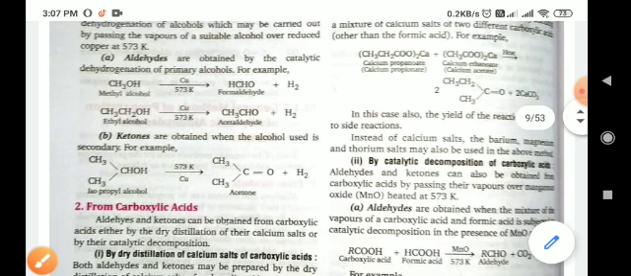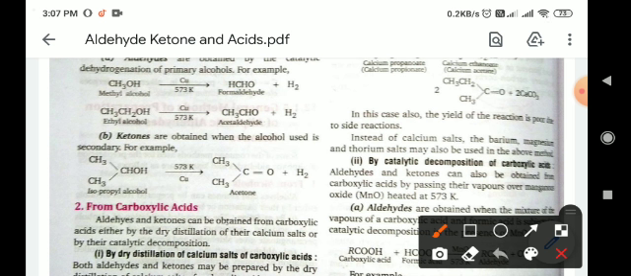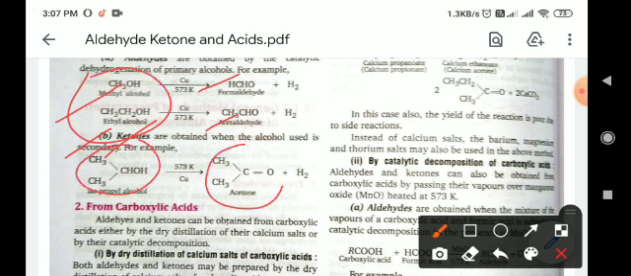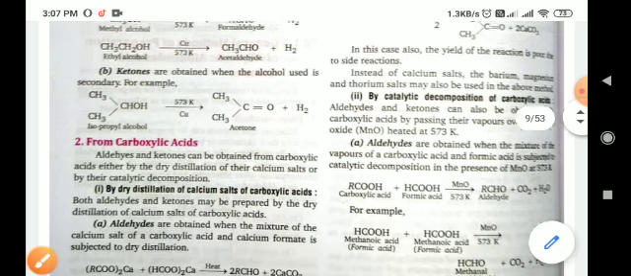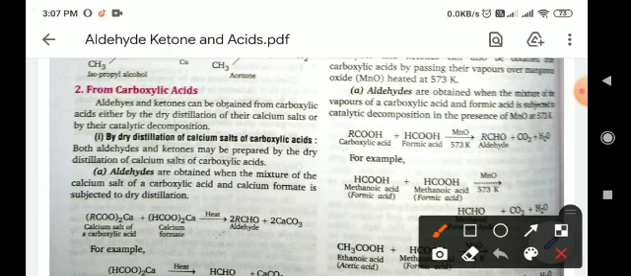Okay, so by reduction of alcohols you can obtain aldehydes, and ketones are also obtained from alcohols, but in this case you will use primary alcohol for aldehydes, and the secondary alcohol will give ketone. And third, from carboxylic acids.